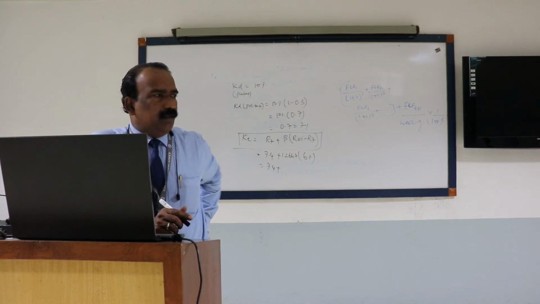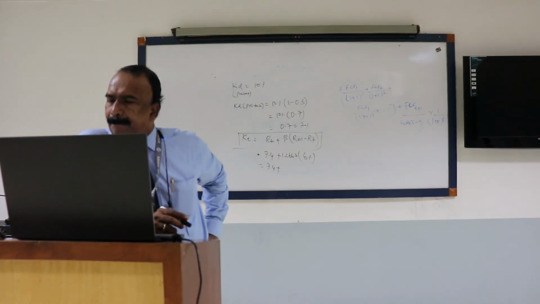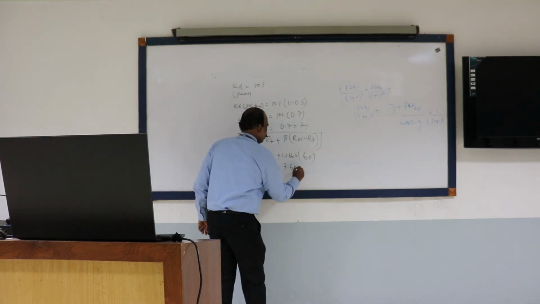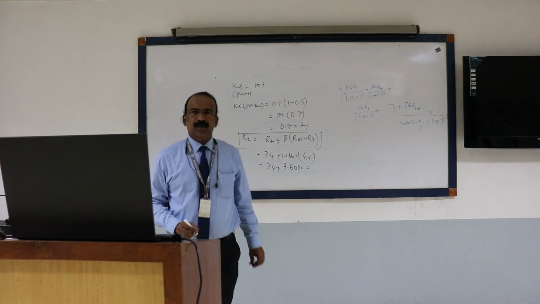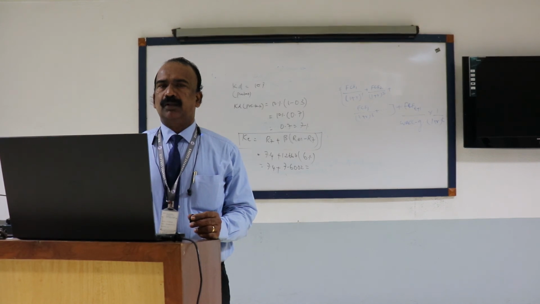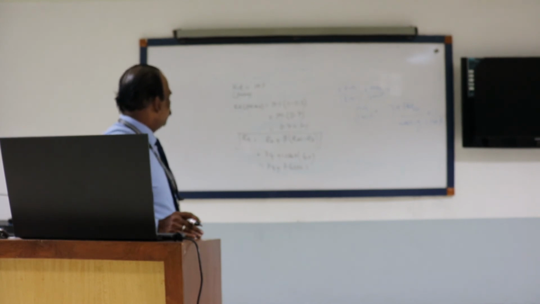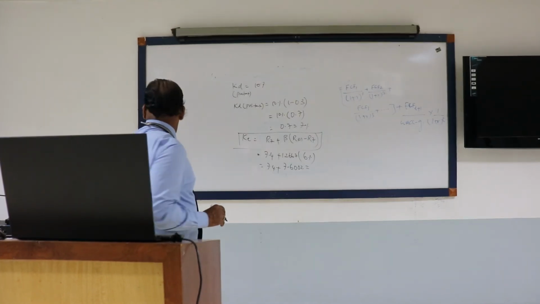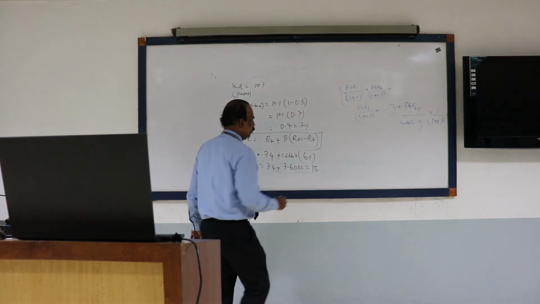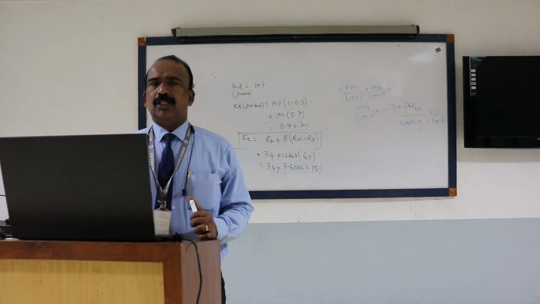It is 7.6002. So add both: 7.4 plus 7.6002. How much comes? That is 15.00. So 15%. So 15% is the cost of equity. Cost of equity is 15%.